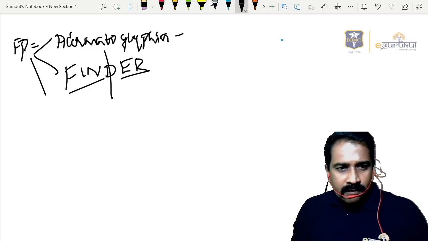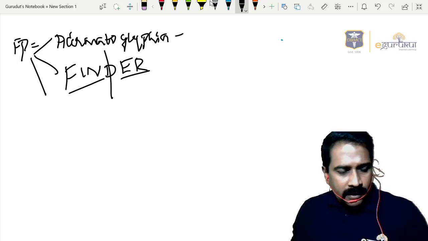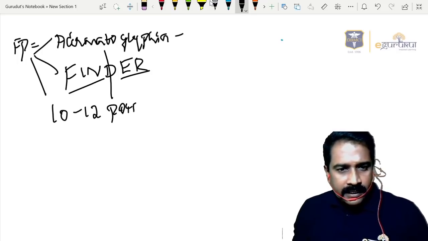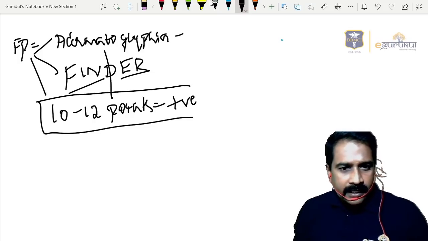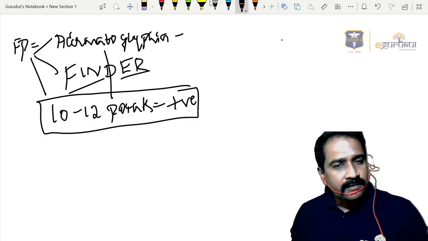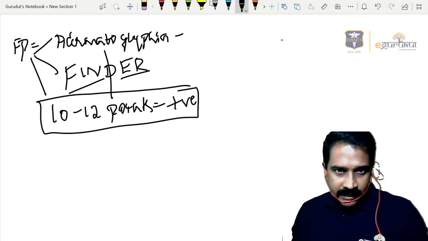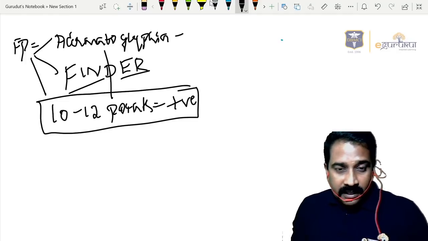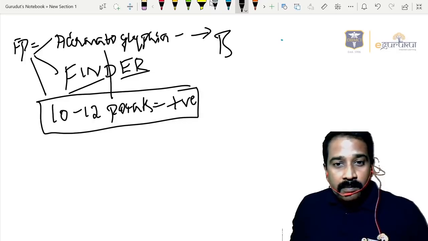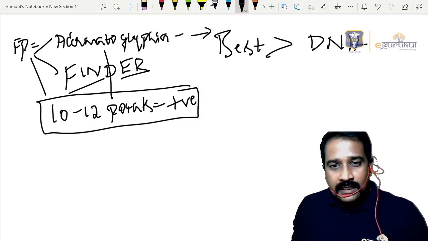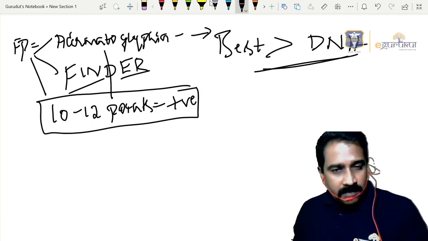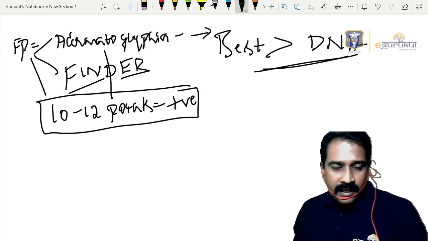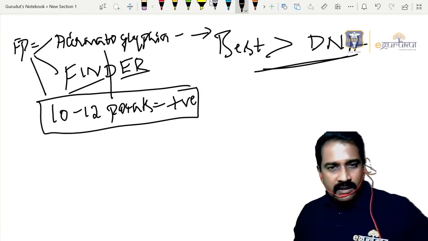The next point, when you are comparing two fingerprints, 10 to 12 points of comparison are sufficient for positive identity. And very important, fingerprint is the best method of identification, even better than DNA analysis. Some very important points.